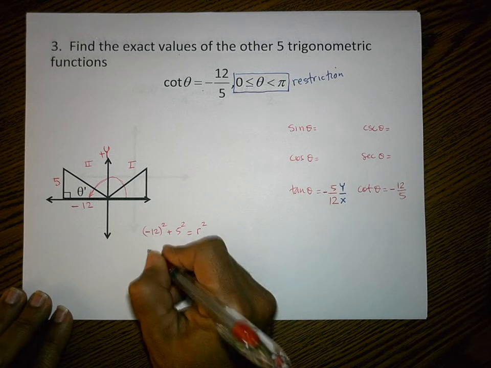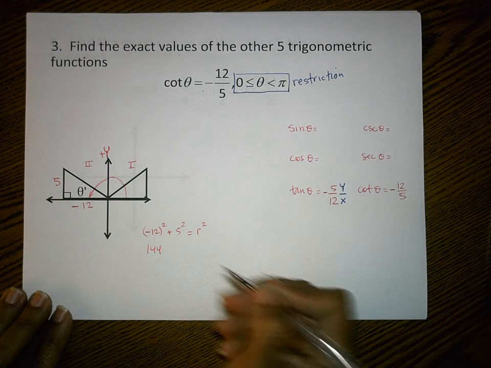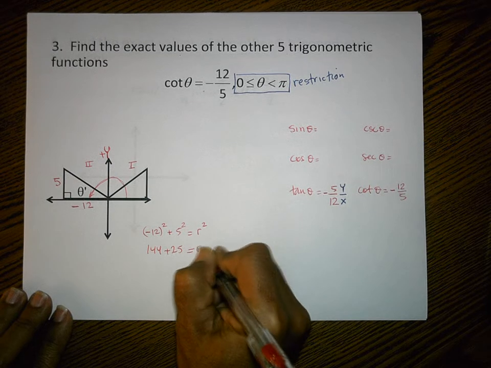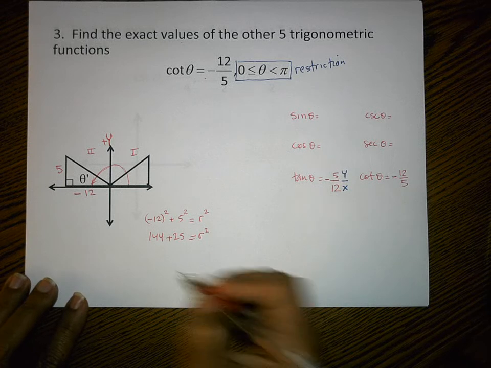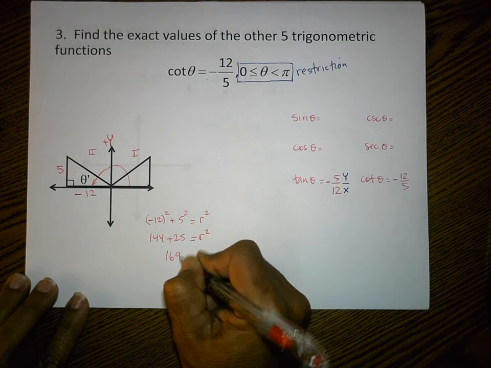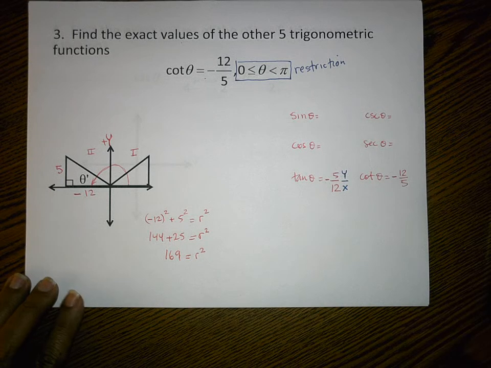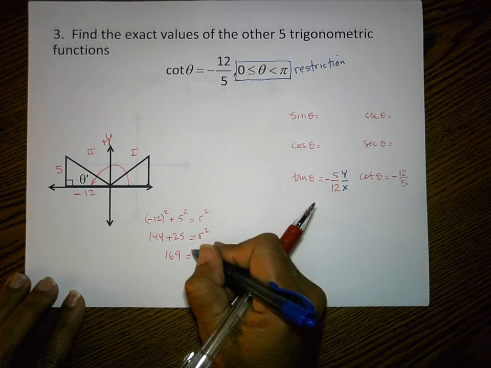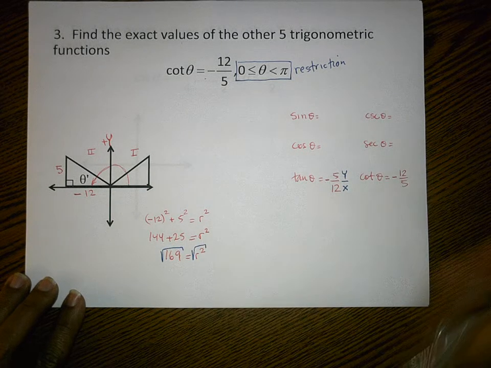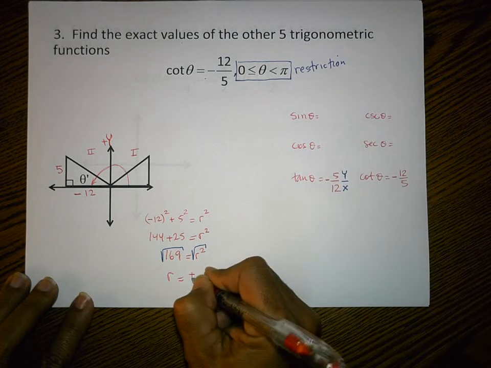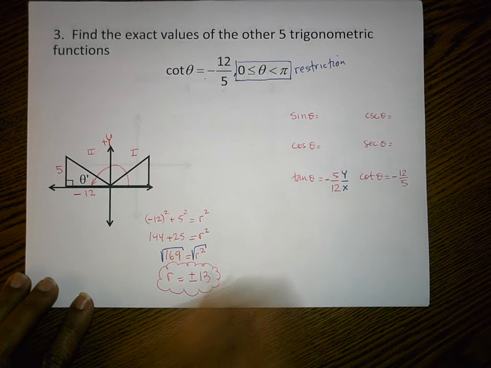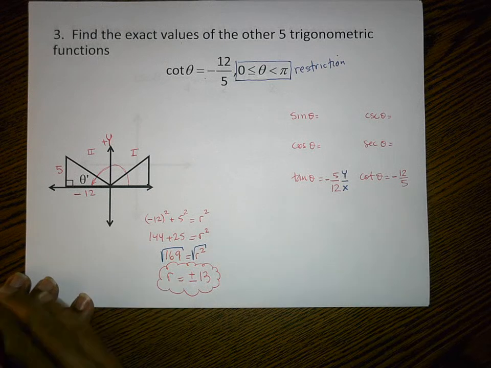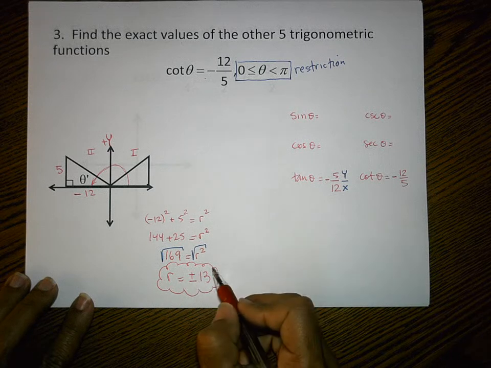Negative 12 squared is 144. 5 squared is 25, and that equals the radius squared. Then, when I add 144 plus 25 is 169, equals the radius squared. If you take the square root on both sides, on the left and on the right, you get that the radius is plus or minus 13. This is super important, the plus or minus, okay? Right now, it may not make a big difference, but the next problem, it will. Eventually, it will, okay? So is it positive 13 or negative 13?